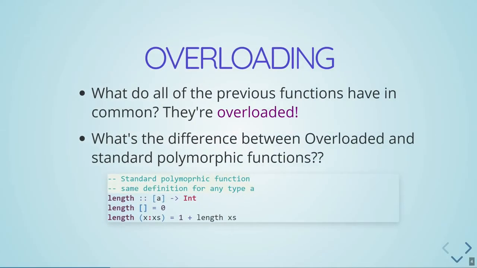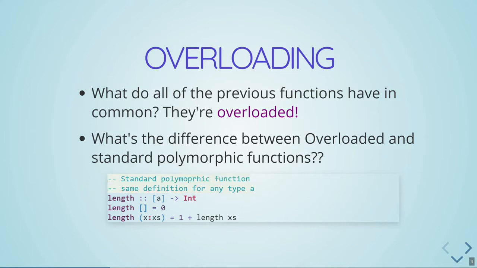So what do all of those functions have in common? They're overloaded. So what's overloading? It's kind of like having polymorphic functions, but there's a little bit of a difference. Length, for example, is a standard polymorphic function. You're just saying you have a list and you want to find the length of the list. The type of the things inside of that list don't really matter. When you're defining the function, you never use it in a way that it matters. So you can just say it's a list of any a.